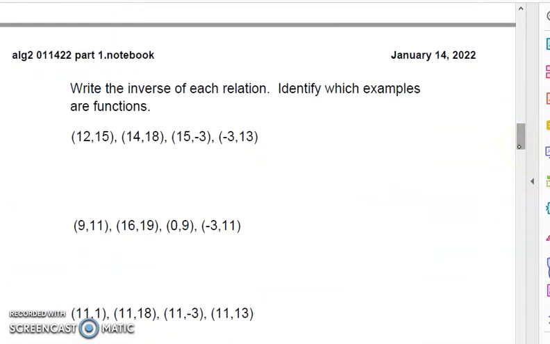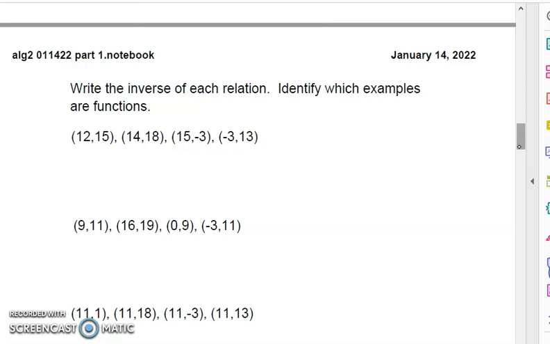So we looked at a table, we looked at a mapping, and I've mentioned ordered pairs. Here what they're asking you to do is write the inverse of each of these relations and decide based on the inverse whether it is also a function. So these are just 4 points, and some of the original ones may actually not be a function to begin with.